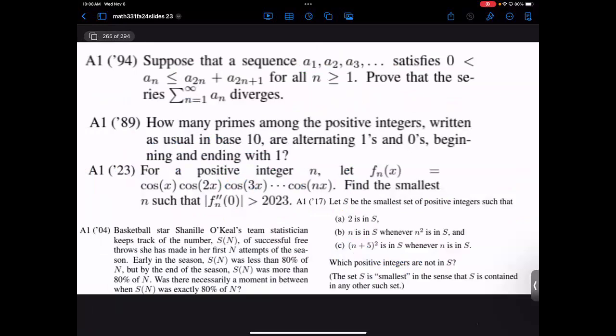From 1994, we have a sequence such that a_n is positive and it's less than or equal to a_{2n} plus a_{2n+1}. We want to prove that the sum converges.